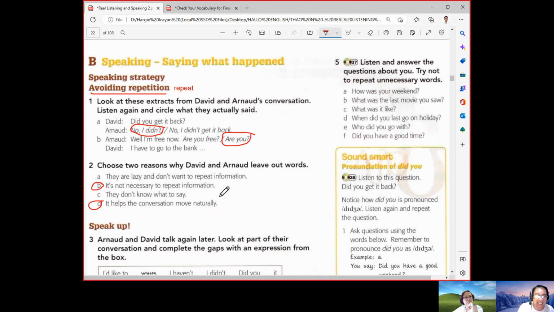It doesn't mean that if you leave out words, you are lazy, right? And you don't want to repeat the information. And if you leave out words, it doesn't mean that you don't know what to say. But in English, it's more correct not to repeat the information because the information is in there already.